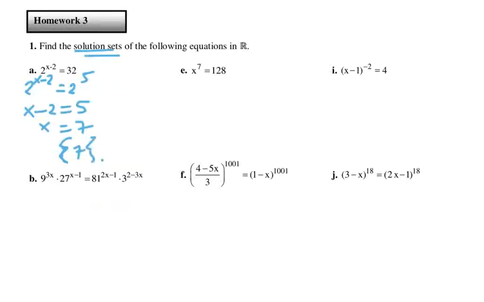Okay, so now let's go ahead to B. And we look at the same thing. When we see all of these numbers here, we notice that they are all powers of 3. So we'll rewrite these. So 9 becomes 3 squared, and we should use some safety brackets to be very careful here. Times by, that's 3 cubed, the power of x minus 1. Equals 81 is 3 to the power of 4, and that's the power of 2x minus 1, and that's multiplied by 3 to the power of 2 minus 3x. So now we've got powers of 3 everywhere.